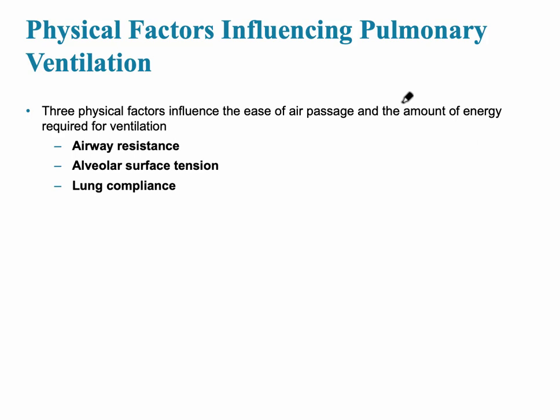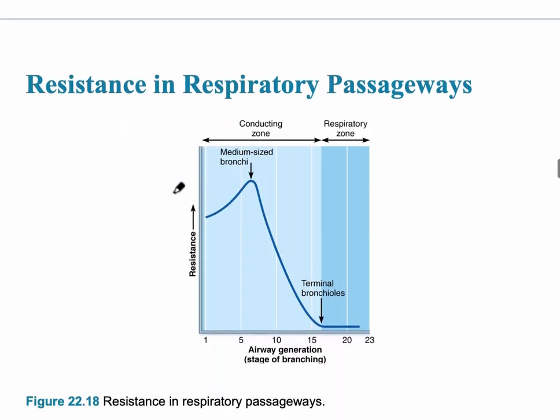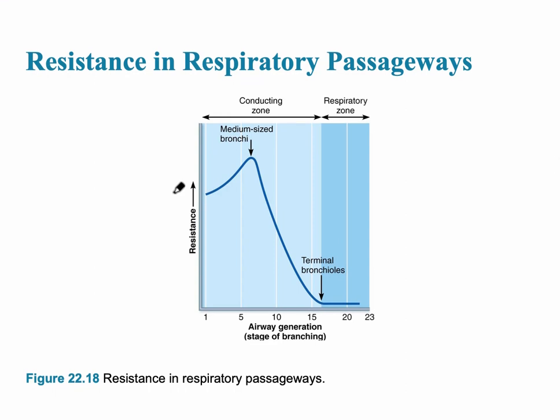The three physical factors that actually control or influence pulmonary ventilation are airway resistance, first of all, alveolar surface tension, and lung compliance. How well the lungs actually comply with the desires of the body, whether they expand easily or don't expand easily. So the first factor is the airway resistance.